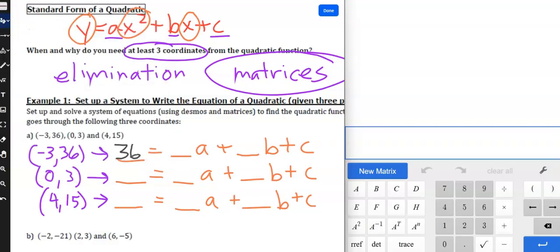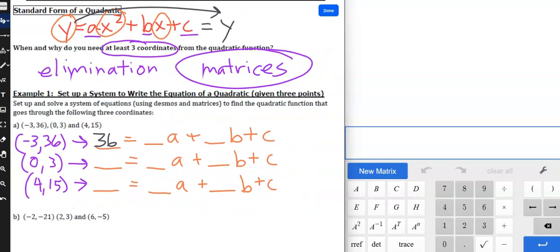Well, if the y value is 36, you know what we should do? We should flip this around and put the y on the other side of the equation. That way, when we write this out, we can put the equals 36 over here instead of over there. This will be more helpful. We'll put our equals on the other side. So back to my original coordinate.